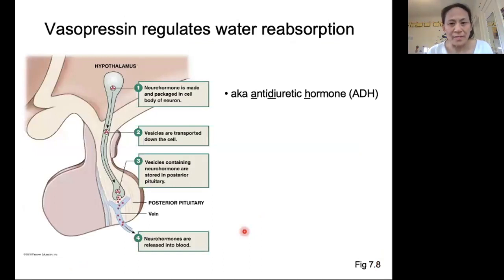Water reabsorption in the body is regulated by a hormone called vasopressin, okay? Vasopressin is also known as anti-diuretic hormone, or ADH, okay? It's actually also referred to as AVP, or arginine vasopressin, but I don't think that term is used as often.